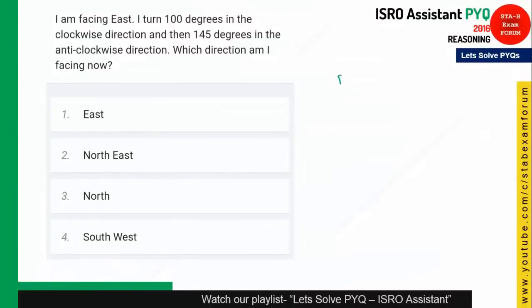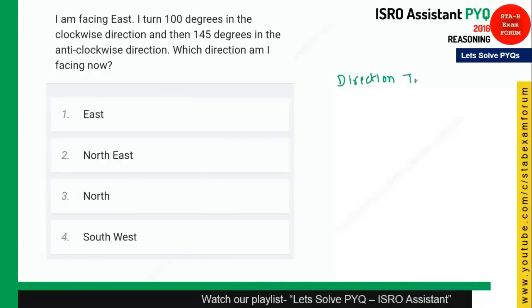It is from the category called direction test. Direction test, where you need to tell the direction based on some condition. Okay, so I am facing east. Okay, just make this note: east, west, east, north, west, south. So you are facing east, means you are facing in this direction.